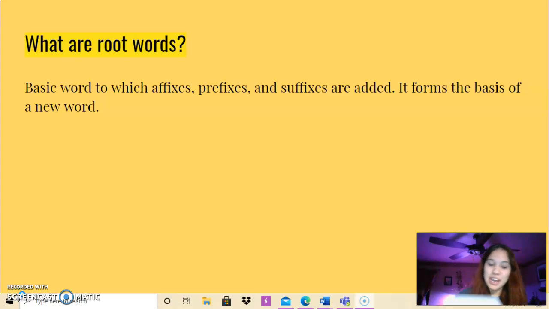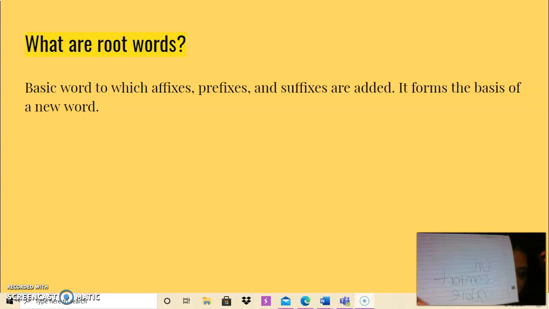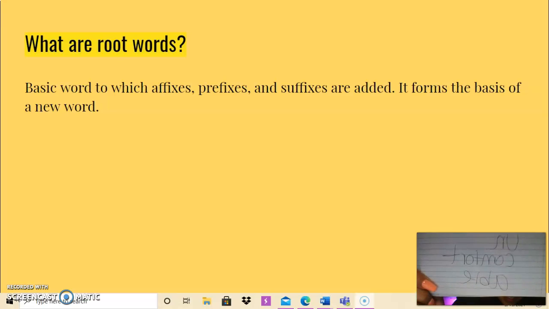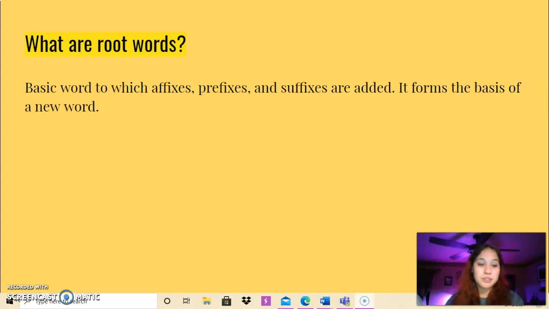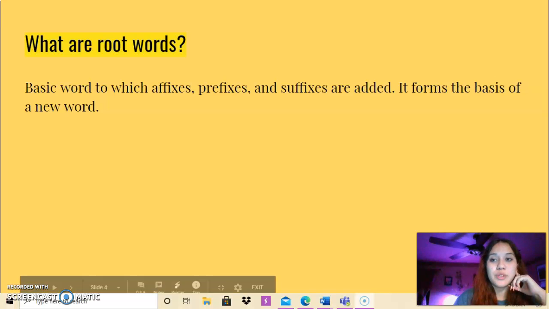So for example, we have the word uncomfortable, and I went ahead and broke it down. If you guys could see, we've got the prefix un, then the root word, which is comfort, and then the suffix, which is able. So this word we're able to break down in threes, which usually is either just a prefix or a suffix added to a root word, but it could often be both of them.